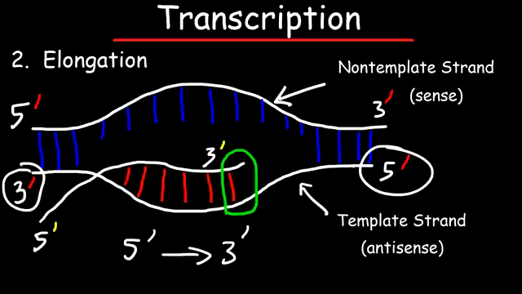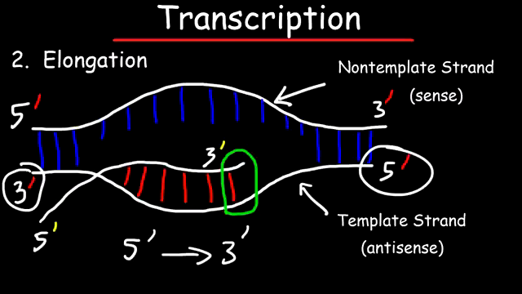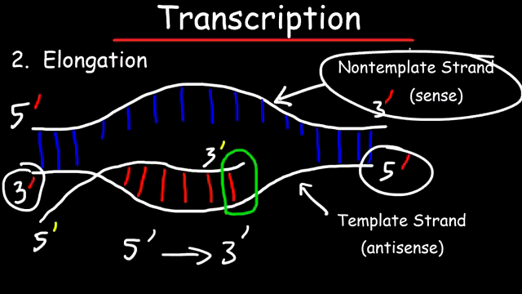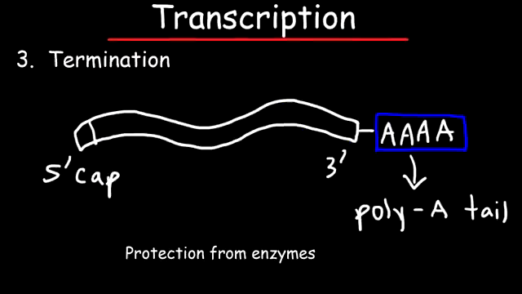Now there's 2 strands that you need to be familiar with. The first one, the one that's used to synthesize mRNA, is called the template strand, or the antisense strand. So that's the one that RNA polymerase acts upon. The other one, which is not used, is called the non-template strand, also known as the sense strand. Some textbooks will call it the coding strand, because its sequence matches up with RNA, except the fact that uracil is found in RNA, but thymine is found in DNA.